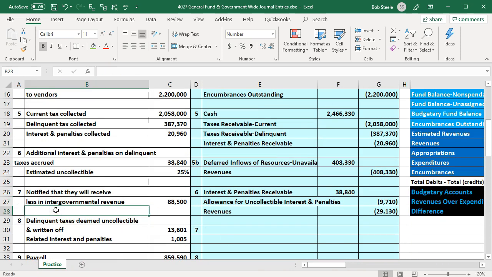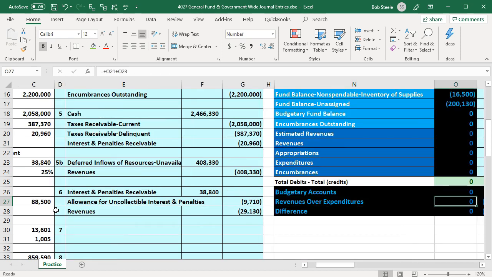So we're on number 7 here in B28, where it says we are notified that we will receive less in intergovernmental revenue. So we're going to get less money from intergovernmental revenue. So that's what we're going to have to do there. We have the 88,500, and we're going to have to reduce our budgetary accounts now, because now we've been notified that we're not going to get as much money. We have to reduce the budgetary accounts and then account for that in terms of how we allocate those resources. So this is bad news, but that's okay.